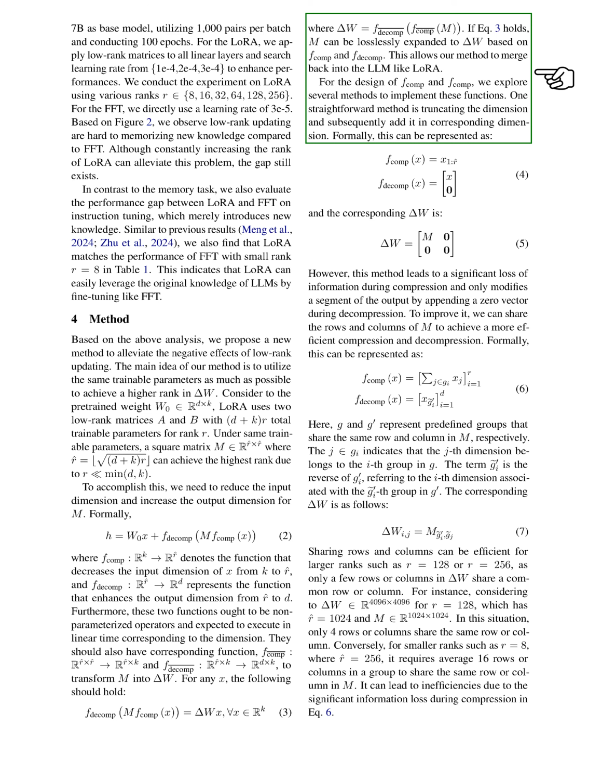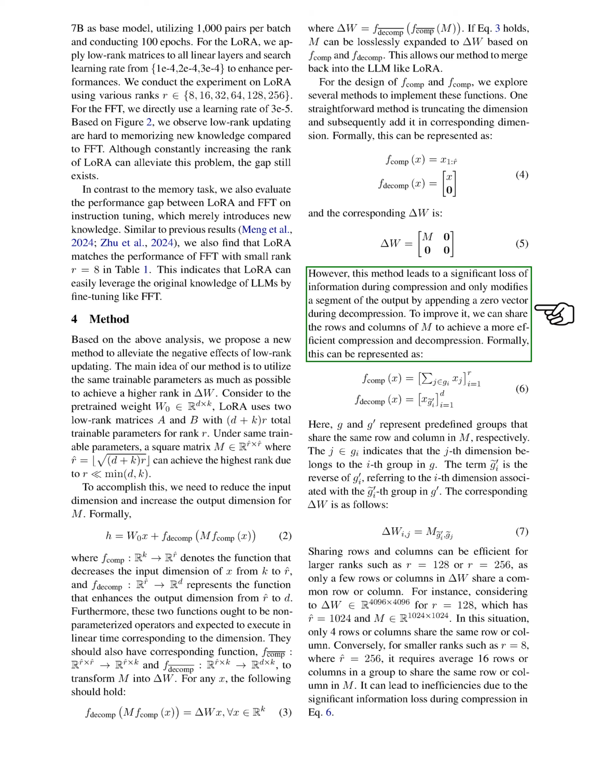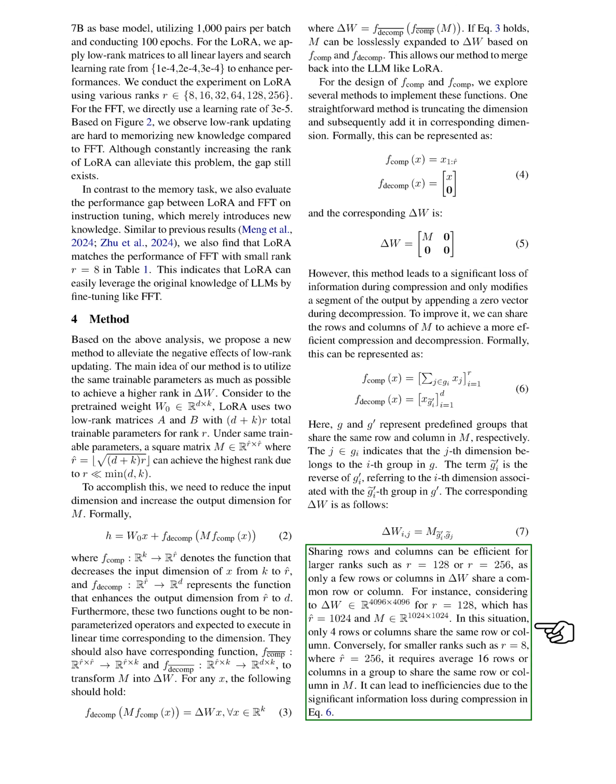We explore various methods to design f_comp and f_decomp. One approach involves truncating the dimension and adding it in the corresponding dimension, which can lead to information loss during compression. To enhance efficiency, we propose sharing rows and columns of M among predefined groups. This sharing strategy can be particularly effective for larger ranks such as r equals 128 or r equals 256, where only a few rows or columns in delta W share a common row or column.